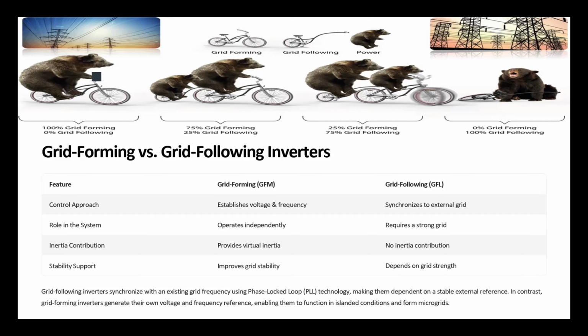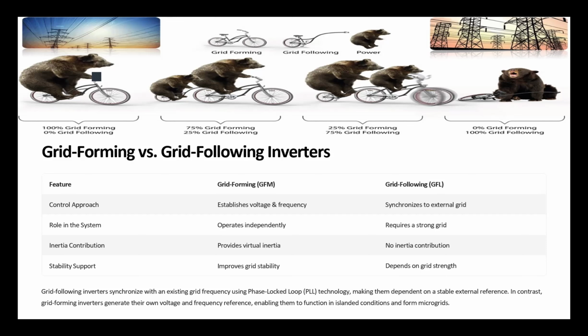In grid following, the inverter would not contribute on stability at all. So if the grid is not strong enough or stable enough, inverter not only would not contribute to solve the problem, but also would add to that instability because it follows the grid. So it's like a negative loop, you know?